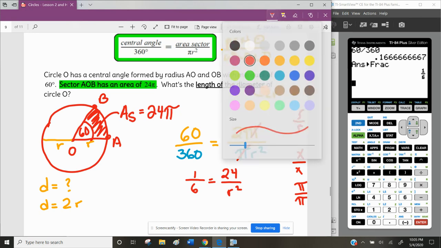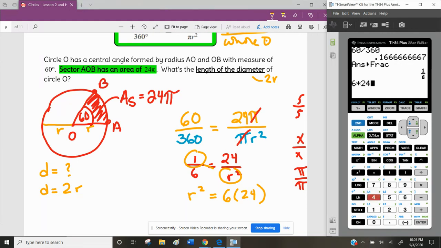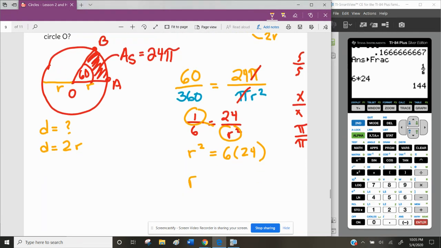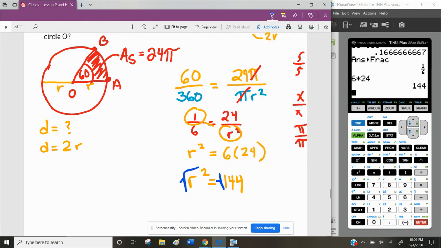So when I cross multiply here, I'm going to get r squared times 1, which is just r squared, and then I'm going to have 6 times 24. Okay, that works out nice. So r squared equals 144, but we need r so that we can get diameter. Take the square root of both sides, the opposite of squaring. We get that r is 12, meaning our diameter is 2 times 12, or 24.